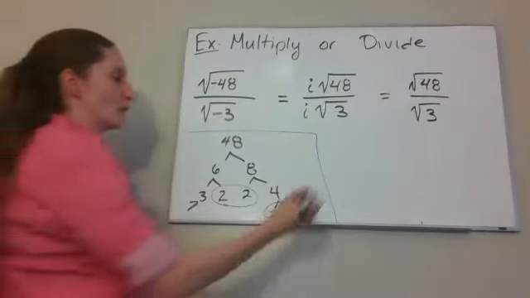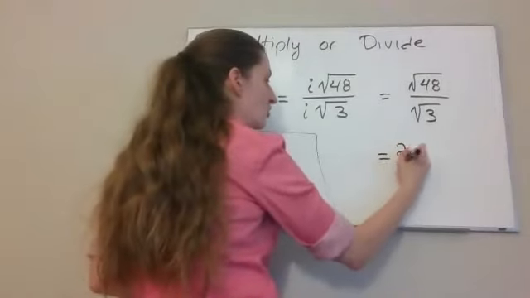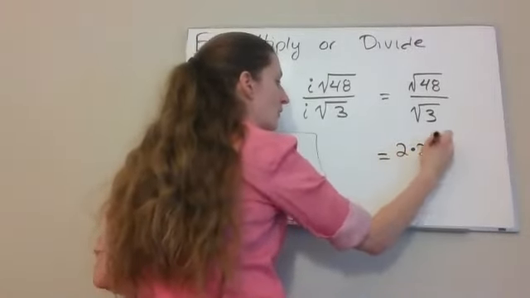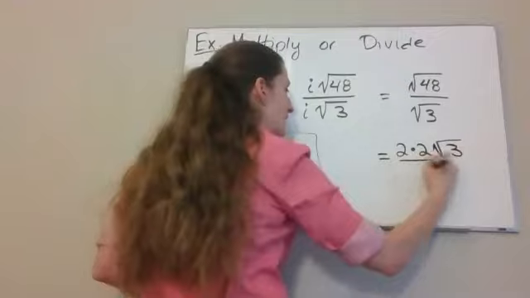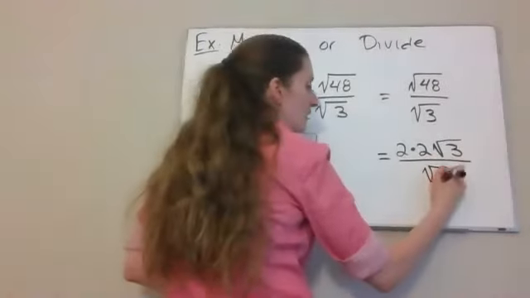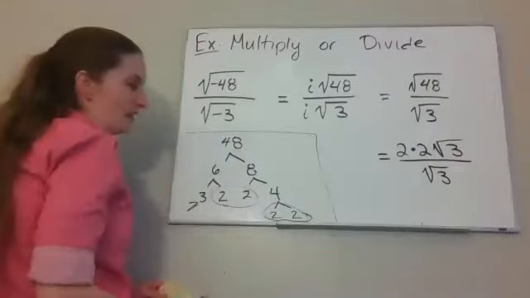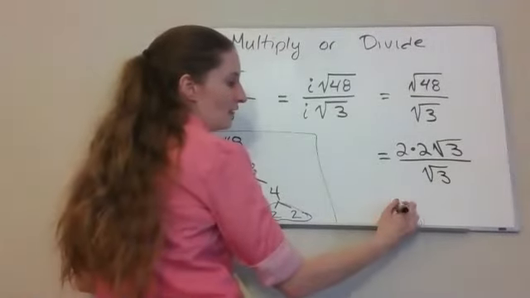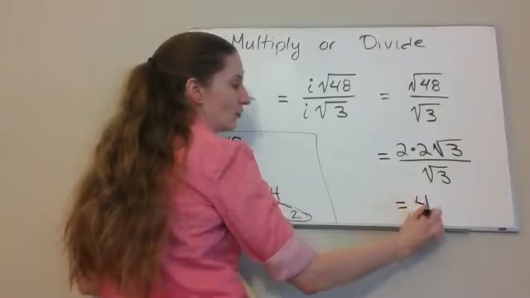So that square root of 48, I have a 2 and another 2 coming out of the root, and that 3 that didn't have a pair stays underneath the root. And now I can see that my square root of 3's are going to cancel out, and all I have left is 2 times 2, which is 4.